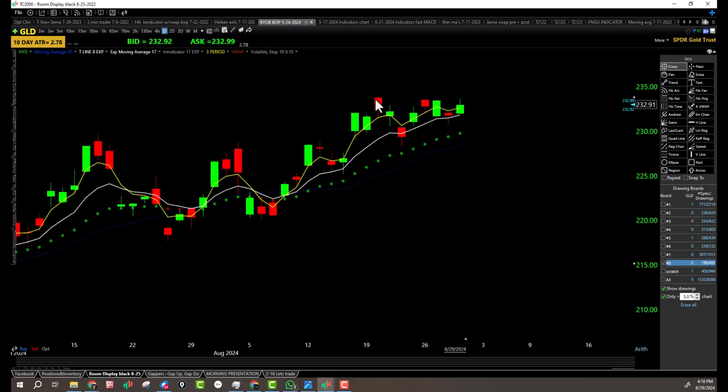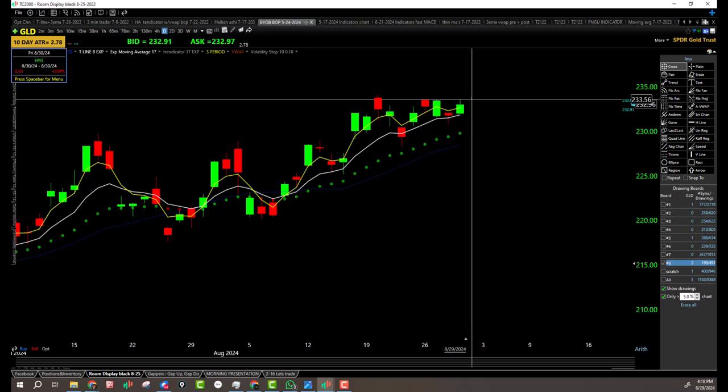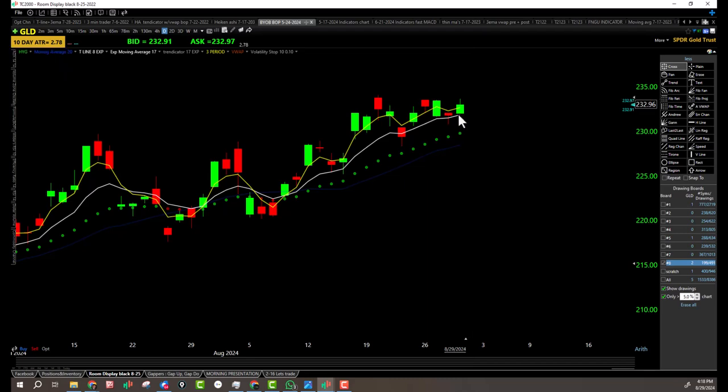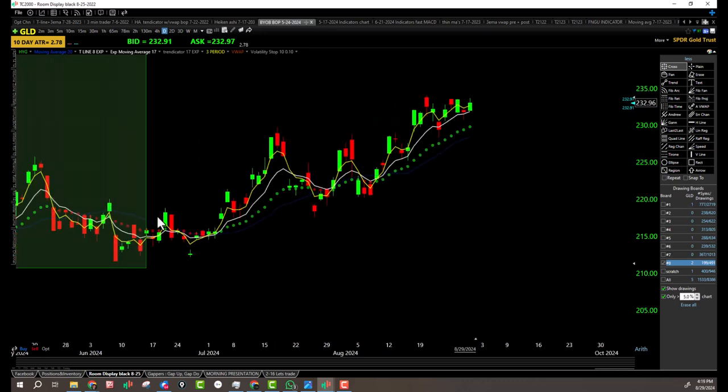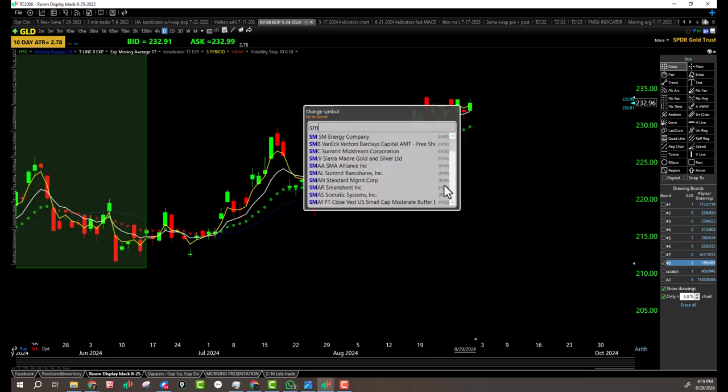Gold in an uptrend, made a new all-time high right there, and that was last week. Price action for today, almost challenging that area, coming close to it. Higher low, higher high, closing over the bullish trap, over the 17 EMA. Gold is in an uptrend. All right, let's take a look at SMH.